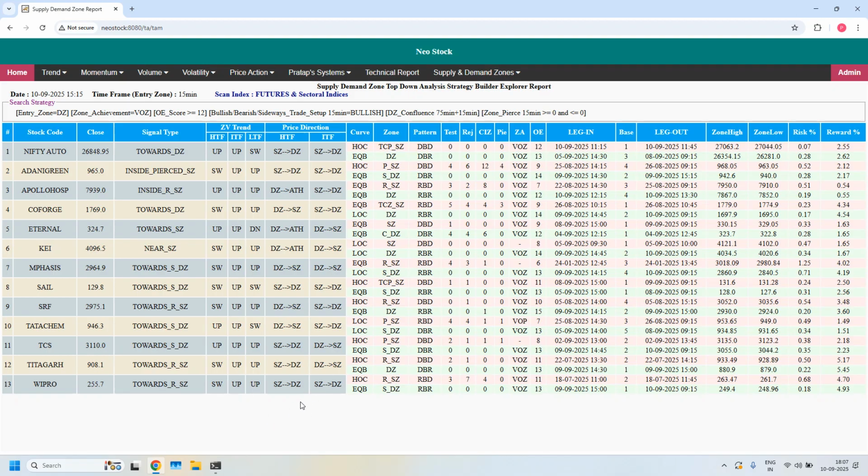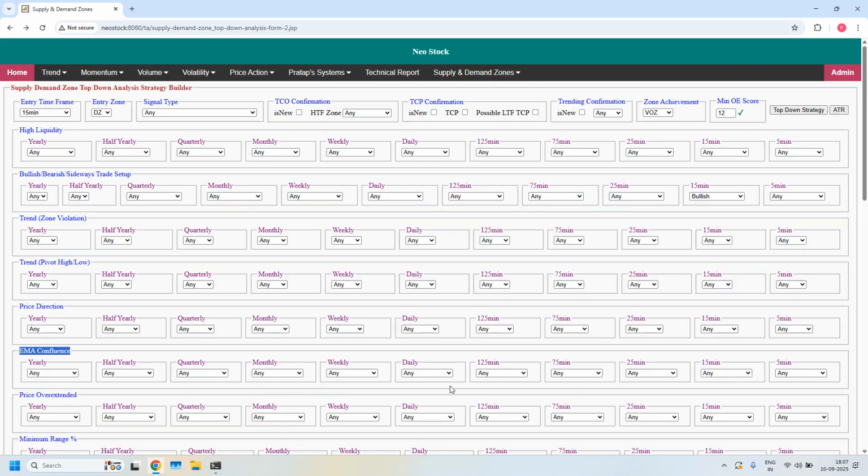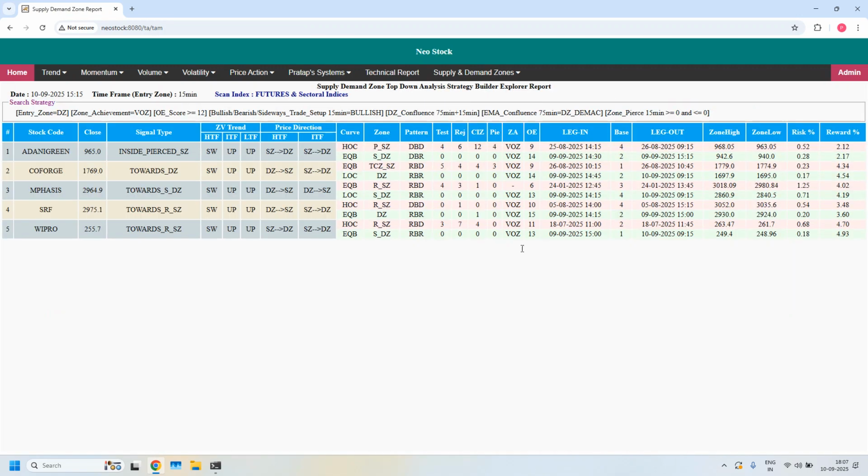So we can further filter based on 75 minutes demand zone having daily EMA confluence. Here 75 minutes demand zone with daily EMA confluence. So we got 5 stocks, and all these 15 minutes demand zones might be having more high probability to get success provided less than 20 checklist items are satisfied. Otherwise, there are higher chances of zone violation.